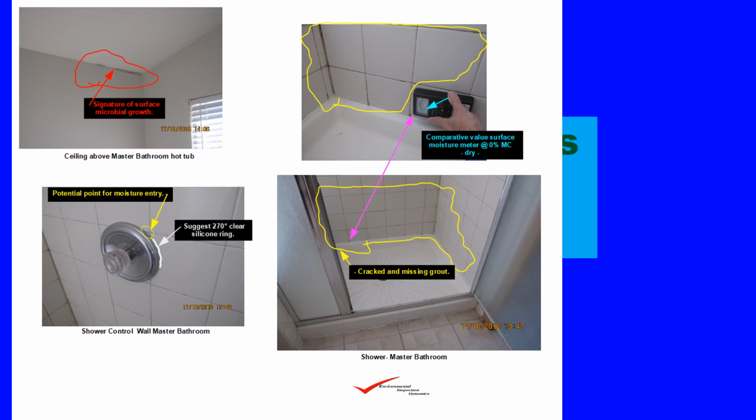Now look at the lower left there. I'm making a suggestion because these escutcheon control rings for the shower control valve, where those vertical lines of the tile run into that, water can get in there. So to prevent that, use a 270-degree clear or whatever color silicone you want, but leave the bottom open so any moisture that might condensate in there can get out.